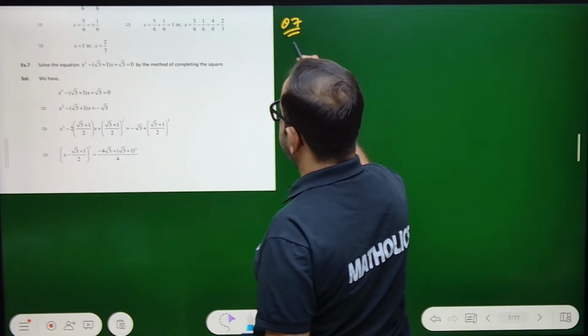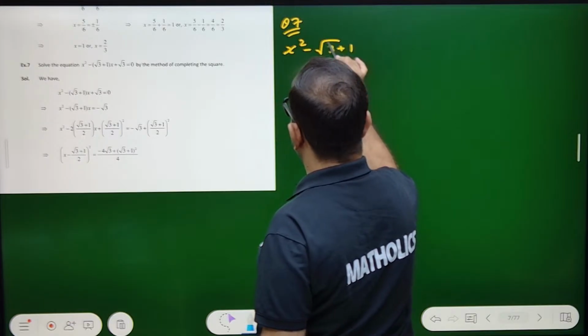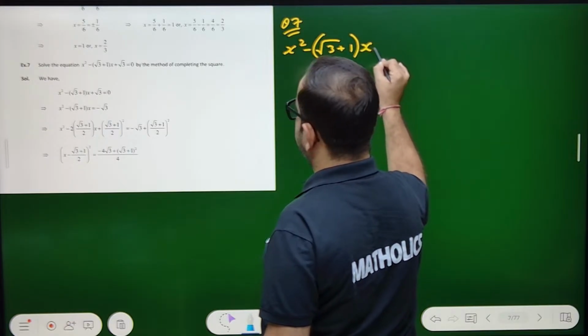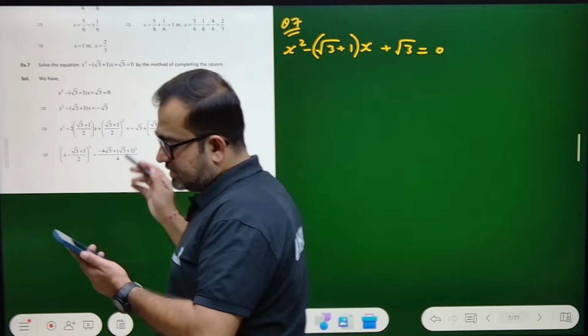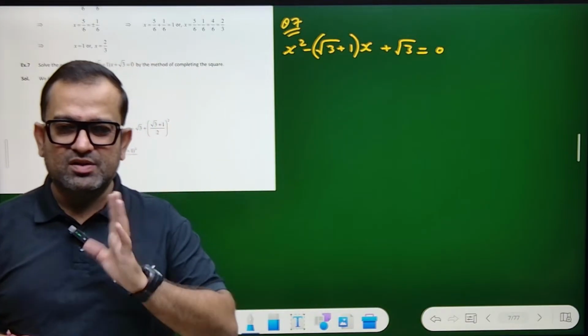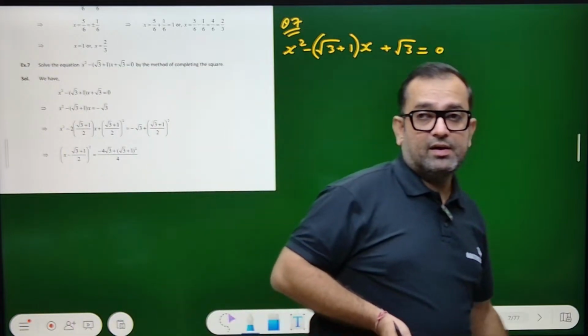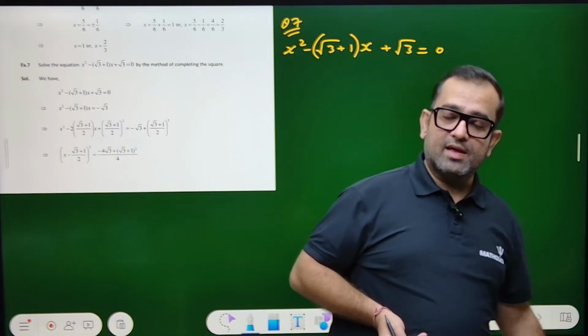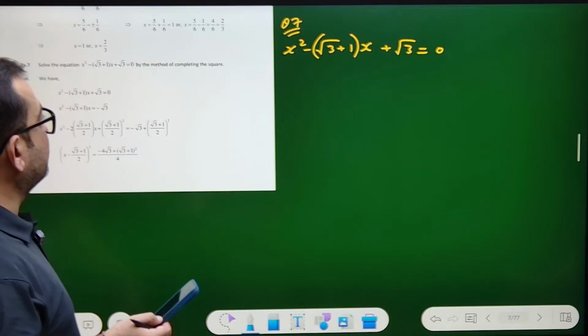Example number 7 is x square minus (root 3 plus 1) times x plus root 3 equals 0. They are saying solve this by completing perfect square, but completing perfect square is not in our syllabus. We'll solve it by quadratic formula only.